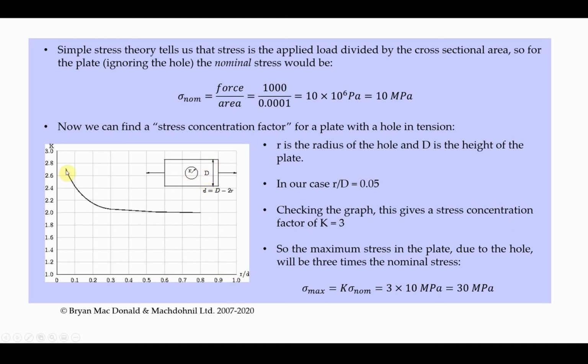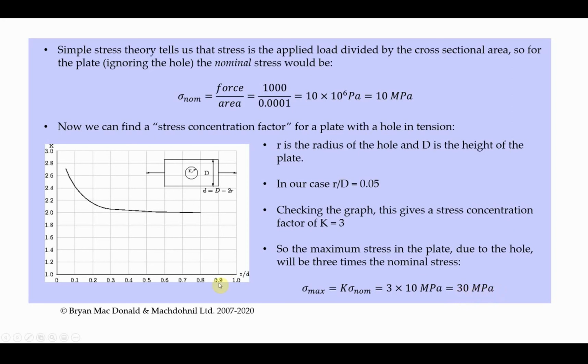Okay, so we've got this graph that shows how K varies depending on how R over D varies. In our case, R divided by D, the radius of the hole divided by the height of the plate, is 0.05. If we go down here to 0.05 and come up, you'll find this gives us a stress concentration factor of 3. So the maximum stress in the plate due to the hole would be 3 times the nominal stress. Our maximum stress is K, which is 3, times sigma nom, which we worked out to be 10 megapascals. So our maximum stress, according to stress concentration factors, will be 30 megapascals.